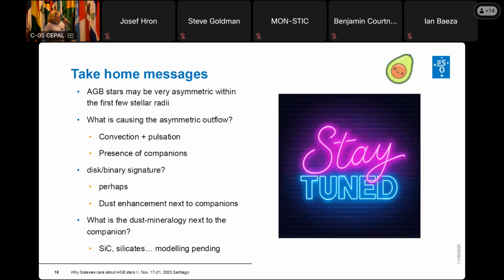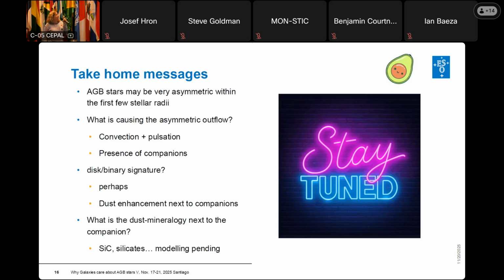Take-home messages. AGB stars may be very asymmetric within the first few stellar radii. Okay, we know that. But what is causing this outflow? We have the interplay between convection, pulsation, dust formation, and the stellar wind. But we do have also presence of companion, and we do see those ones within the first 10 stellar radii, and it can be very dramatic what they do. We are thinking that maybe there are some disks there, but maybe they're bipolar outflow. How do we distinguish? Again, I think multi-wavelengths and time-resolved observation.